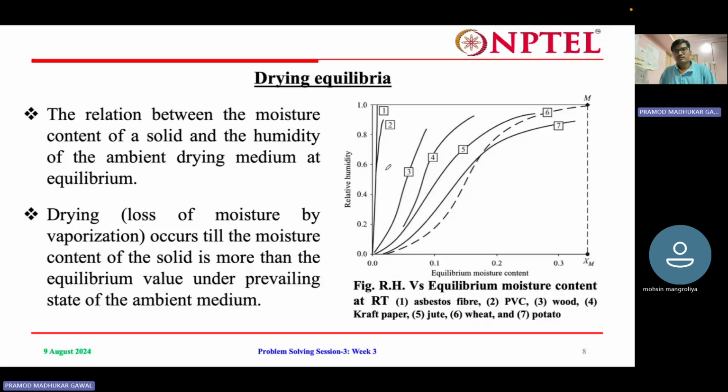For a non-hygroscopic material, which repels water, for example asbestos fibers, the equilibrium moisture content is zero. But for a hygroscopic material, the equilibrium moisture content is higher. For example, curve 7 is potato, which has an equilibrium moisture content of around 0.3.